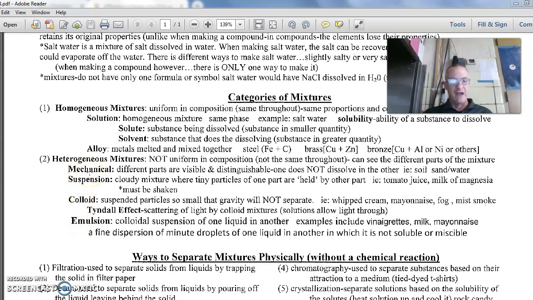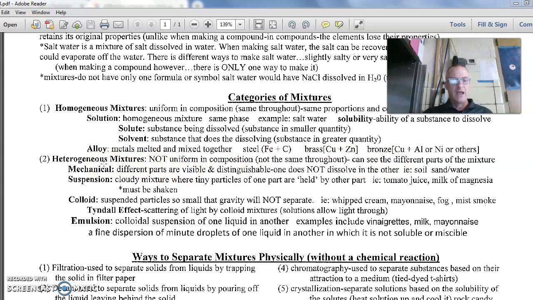But mechanical is very easy to identify in terms of it being not the same throughout, because in this one you can clearly see the parts to the mixture, such as soil. If you take a shovel full of soil, you can see there are different parts in that soil. It is not the same throughout. If you go to the beach and you take a scoop of ocean water and you go straight down and grab some of the sand out of there at the bottom, so you have sand in with the water, you can definitely see the different parts from mechanical.